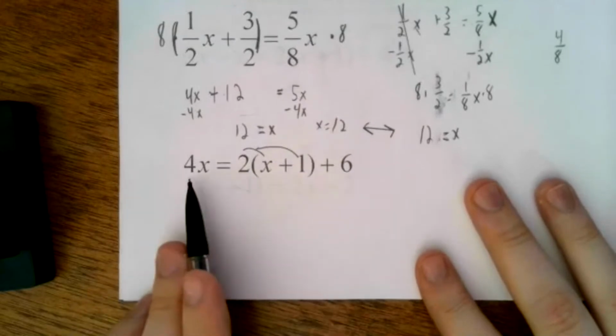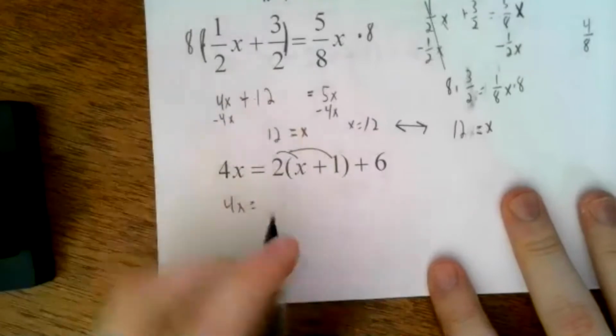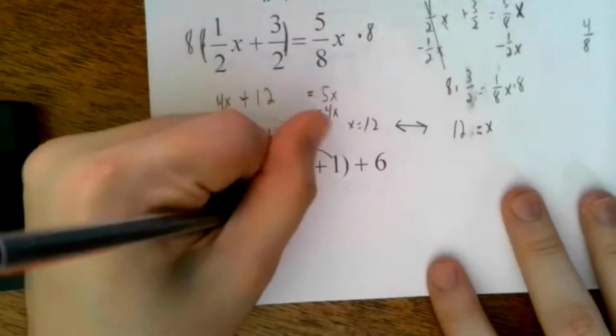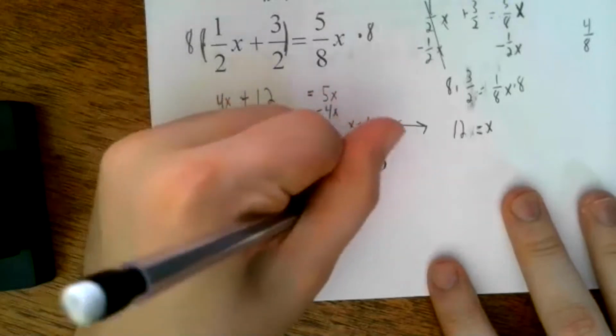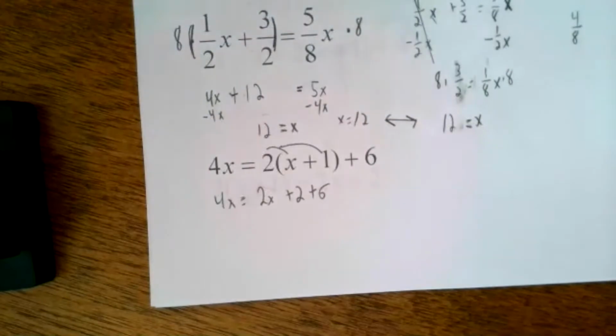So everything else I'm going to rewrite. So I still have 4x on the left. That's equal to, and like you said, you distribute this 2. So we have 2x plus 2. And then we still have plus 6. So I'm just rewriting the plus 6. So now what can we do? Combine all the like terms.